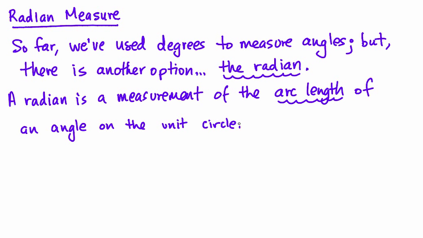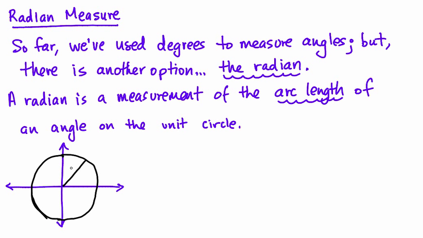So let's take apart this definition a little bit. First of all, we need a unit circle. Cartesian plane, circle, and a unit circle has a radius of 1. Which means that it goes to 1 this way, it goes to 1 this way, it goes to negative 1 this way, and it goes down to negative 1 this way. Now, by the definition, a radian is the measurement of the arc length of an angle on the unit circle.